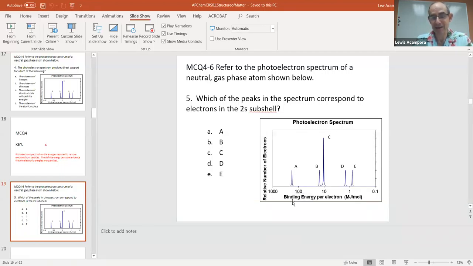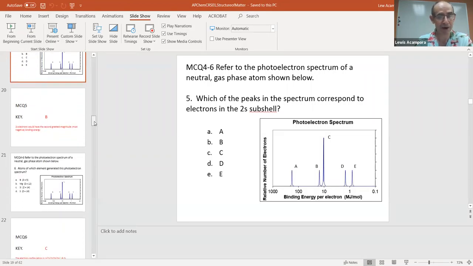Again, counting from the highest binding energy, which are the most tightly held electrons, the ones with the lowest absolute energy, we have the 1s, the 2s, the 2p, the 3s, and the 3p electrons. So the 2s electrons would correspond to the peak labeled B, B as in boy.